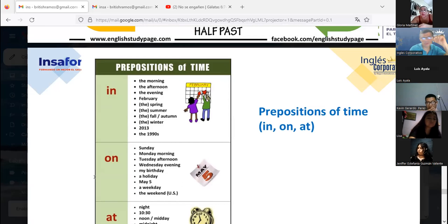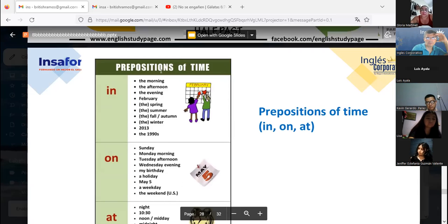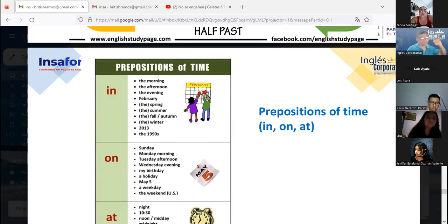Number three, we use in with seasons. In the spring, in the summer. You can say in the spring or in spring, in summer, in the summer, in the fall, American, autumn, British, in winter. Memorize, okay?